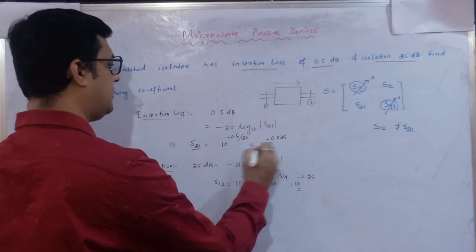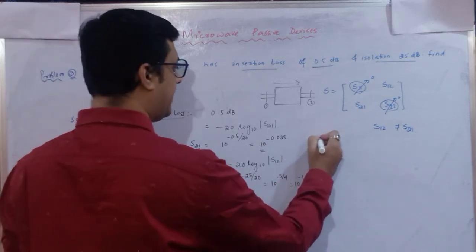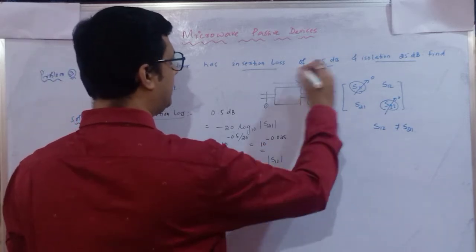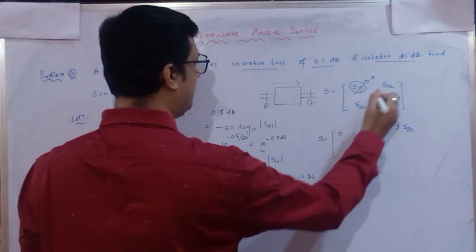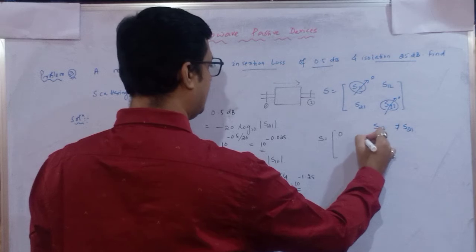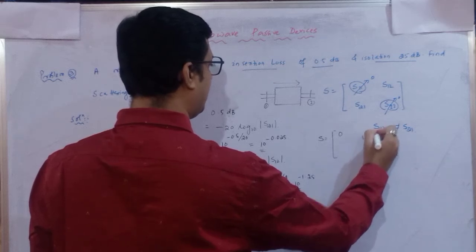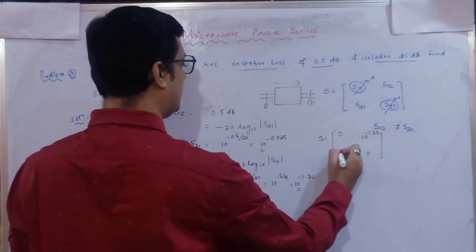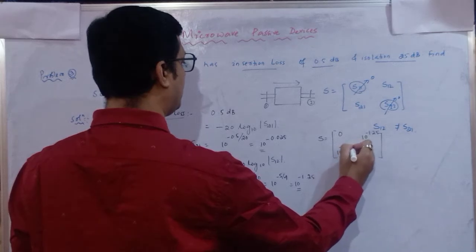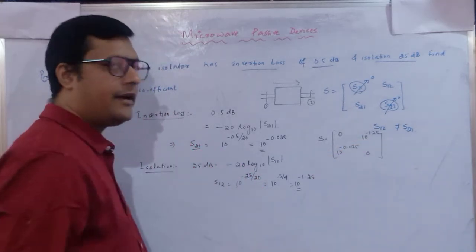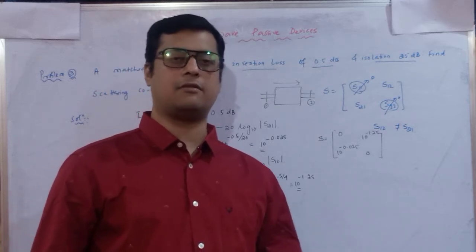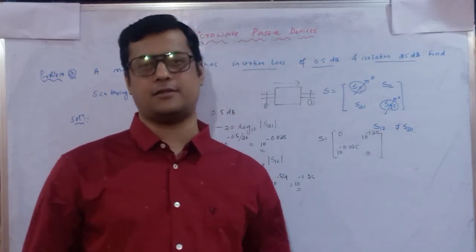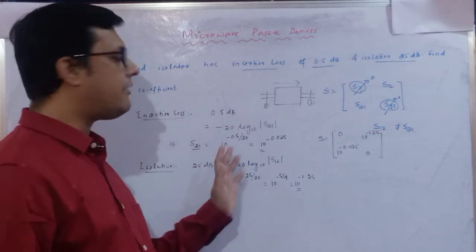This is my S21. So what will be my S parameter? Since all the ports are matched perfectly, diagonal elements are 0. S12 is how much? 10 to the power minus 1.25. S21 is how much? 10 to the power minus 0.025. So this is my S parameter for the isolator, if the isolation factor and the insertion loss are given to us. Okay, it is quite easy.